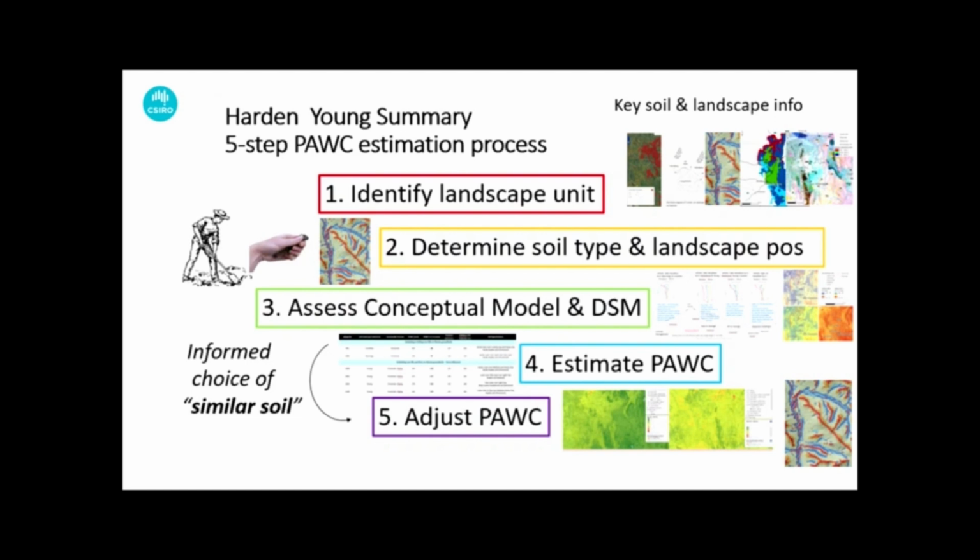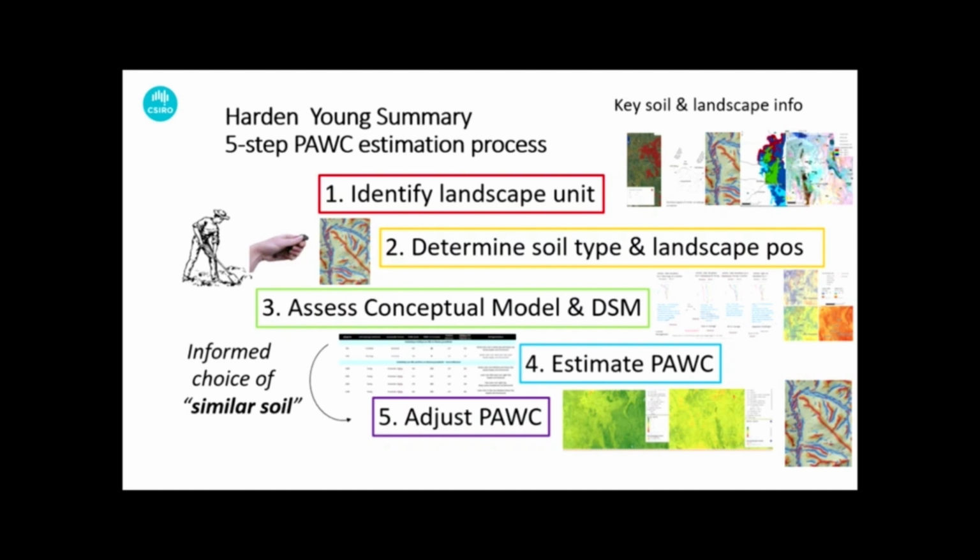Once we've dug our hole and we've got some information about texture, structure and whatnot, we need to assess the conceptual model of soil landscapes and their relationship with PAWC, have a look at the DSM, and the next step then is to estimate PAWC from a table that we've developed.